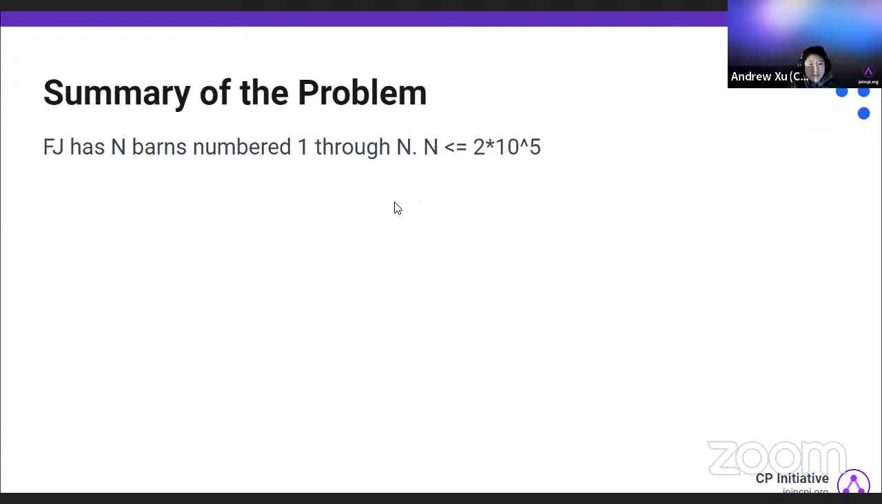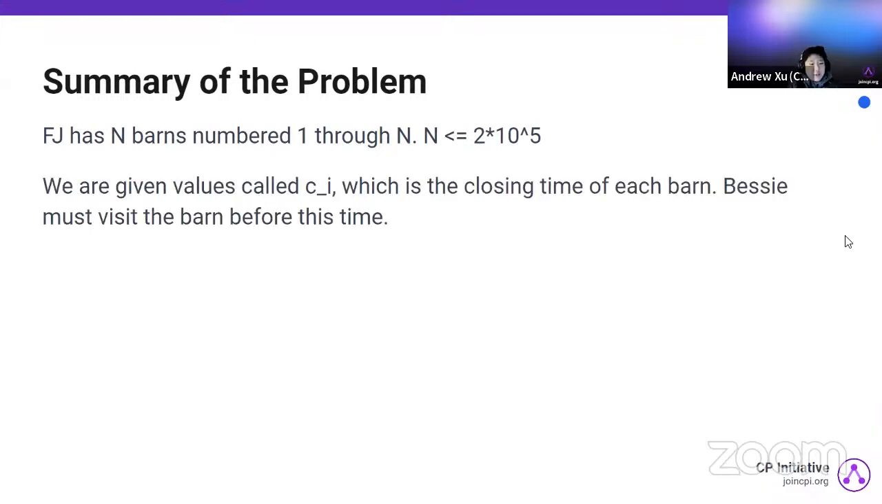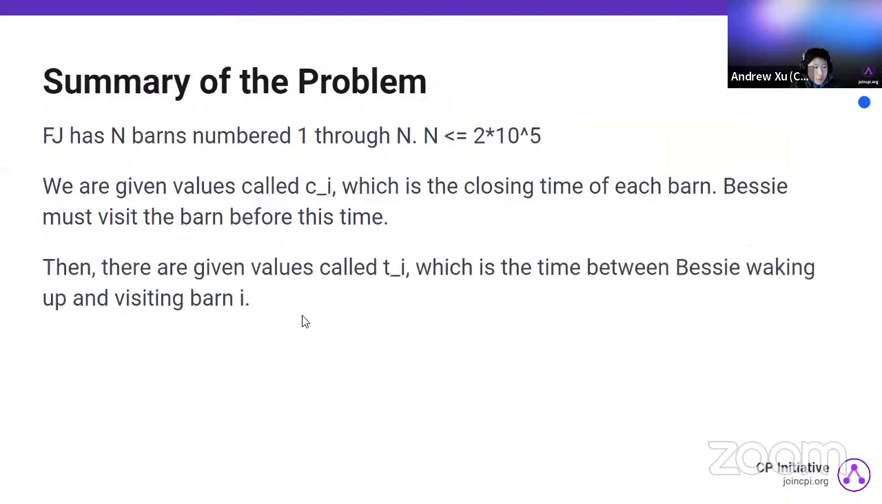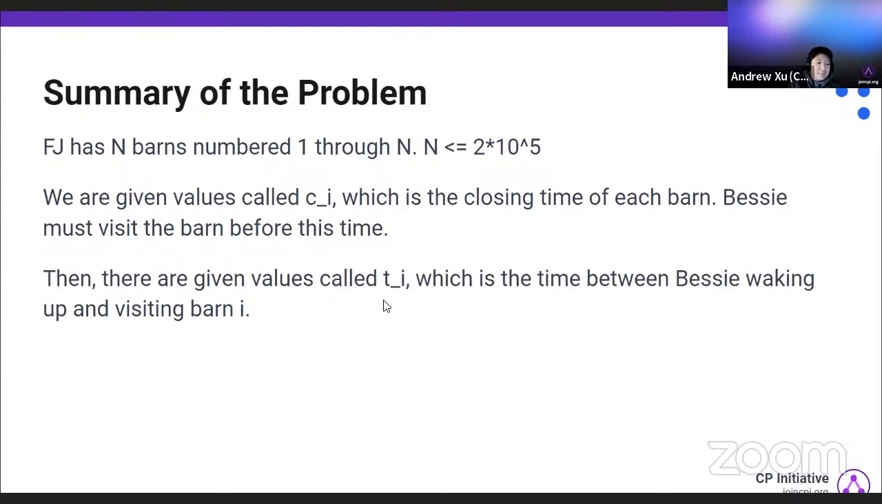So Farmer John has n barns numbered 1 through n, and n is less than or equal to 2 times 10 to the fifth. And then we are given values called CI, which is the closing time of each barn. Bessie has to visit the barn before this time for it to count. Then there are given values called TI, which is the time between Bessie waking up and visiting barn I.